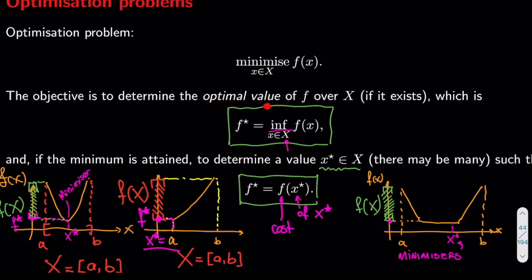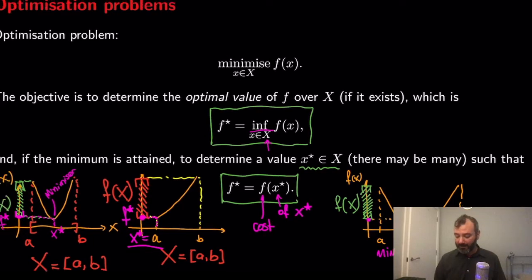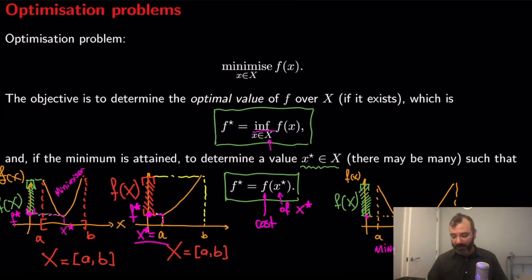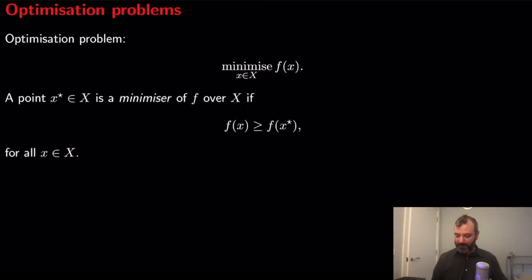So some necessary vocabulary. Optimal value is the smallest value of your cost function, or the infimum of your cost function, to be more precise. A minimizer is this point if it exists. And yes, there are cases where it doesn't exist. I'll give you some examples where we don't have a minimizer despite the fact that we have an optimal value. There are some cases like this.